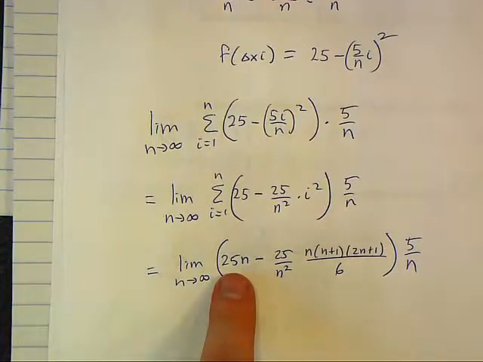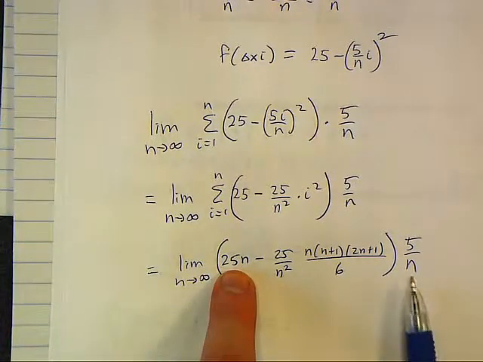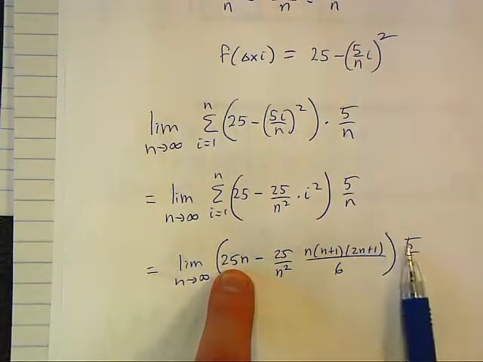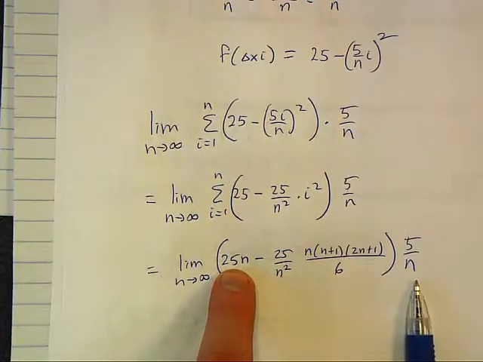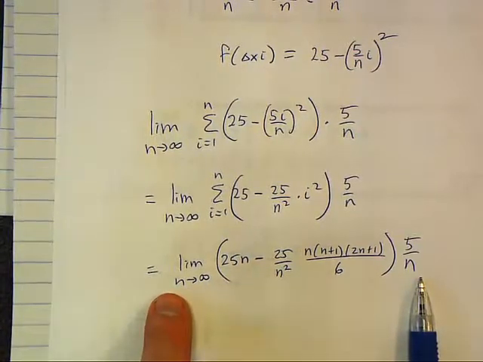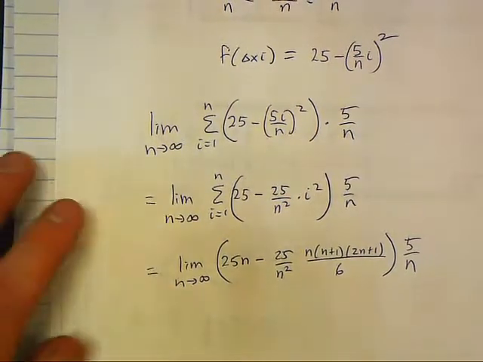What happens when I take 25n and multiply by 5 over n? I get 125n over n. But those have the same power on top and power on bottom, don't they? There's an n on top and an n on bottom. So the limit is 125.